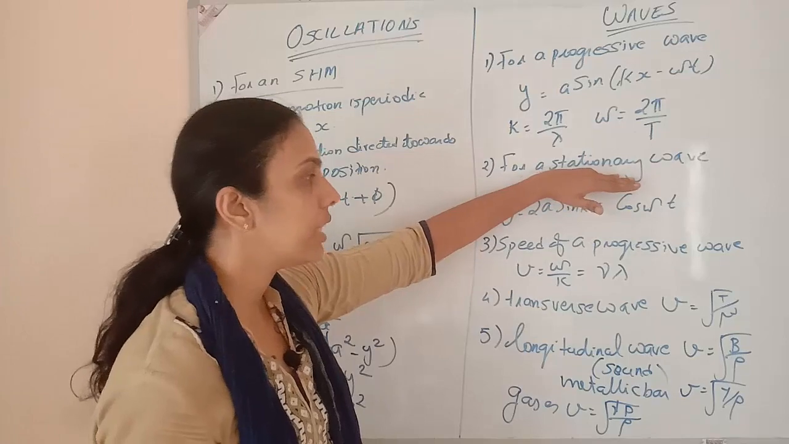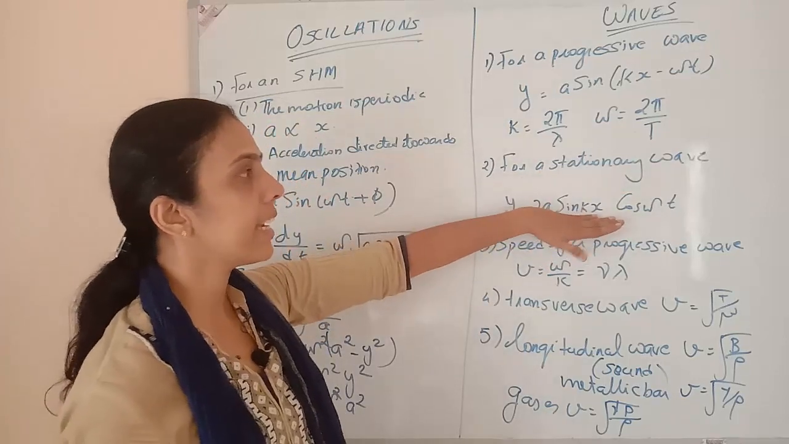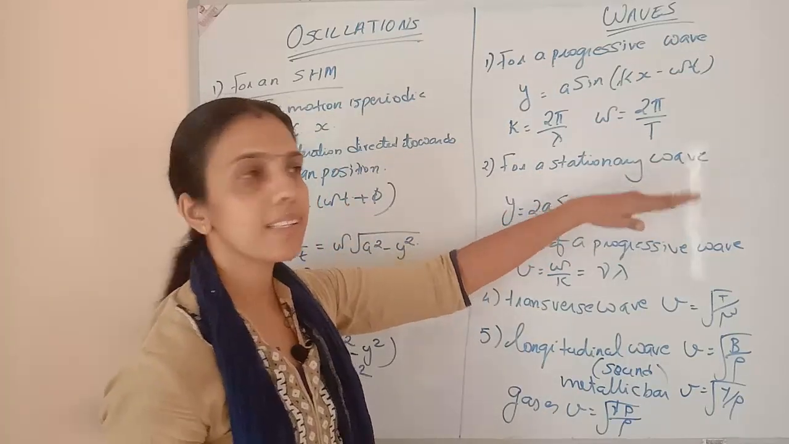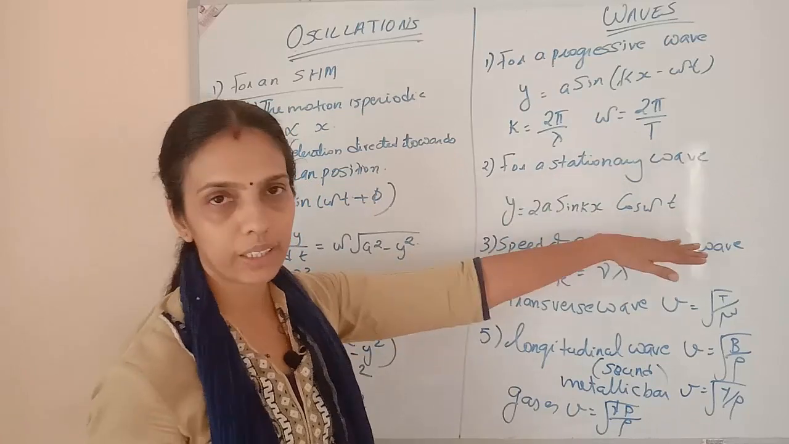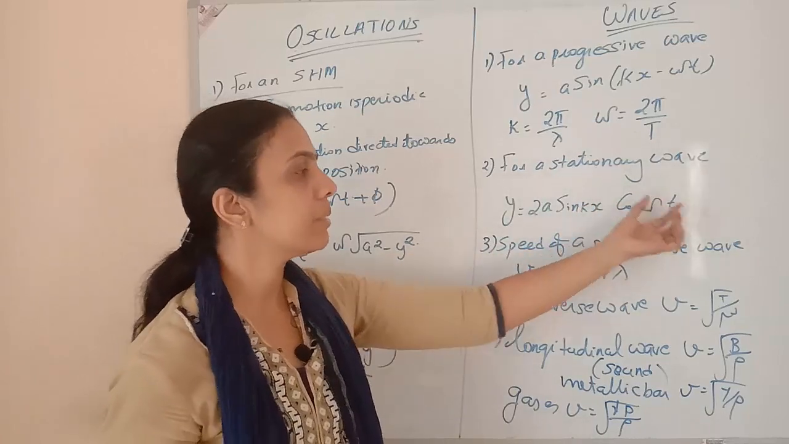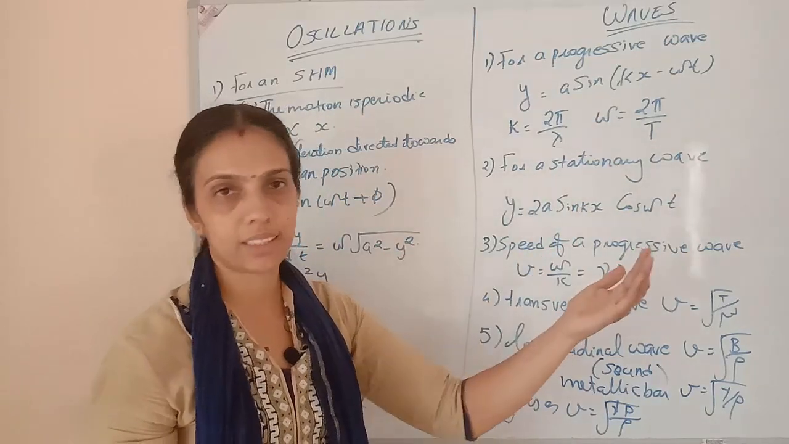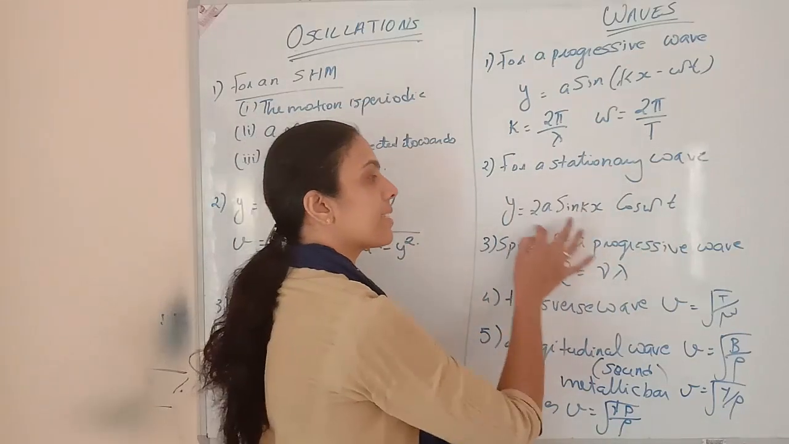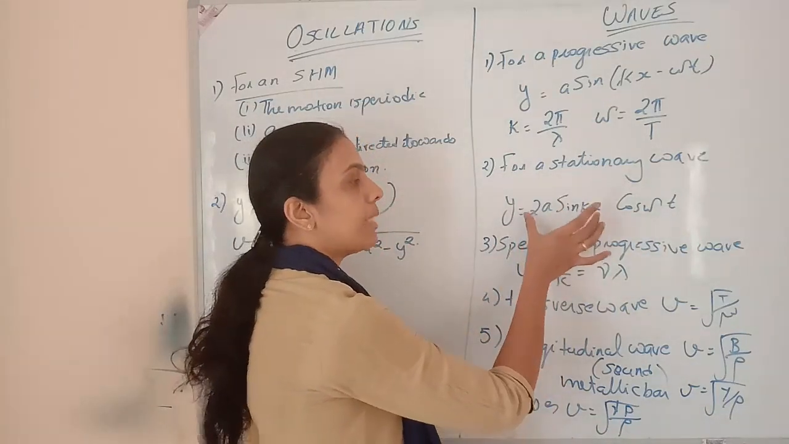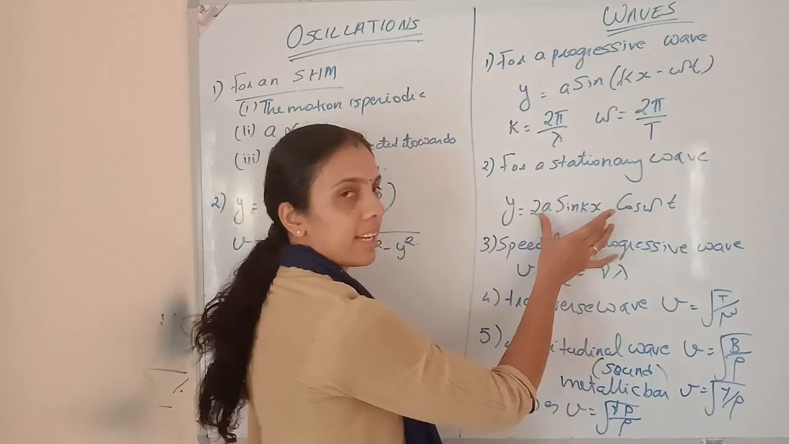For a stationary wave, it is 2a sin kx cos omega t. This is the representation of a stationary wave. Here the kx term and the omega t term are separated. 2a sin kx is the amplitude. The amplitude of a stationary wave is 2a sin kx.